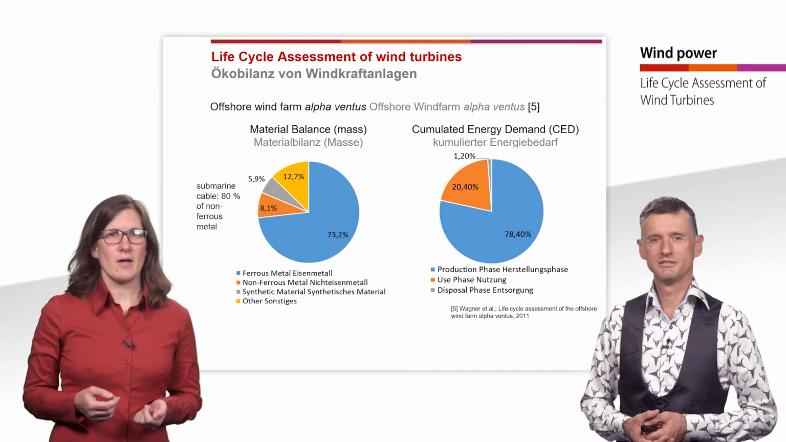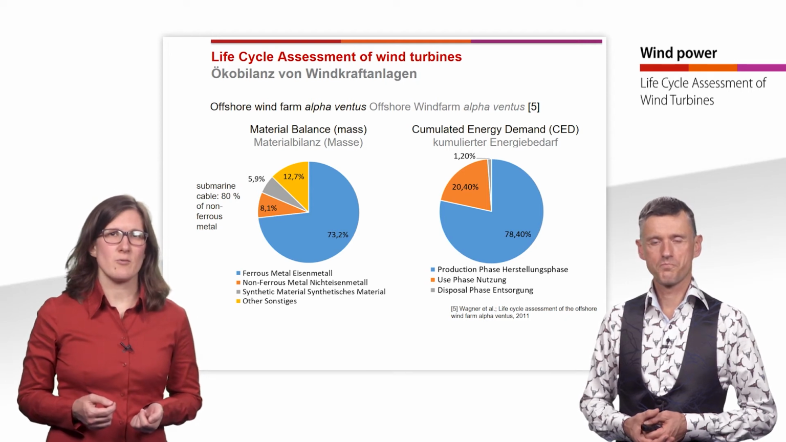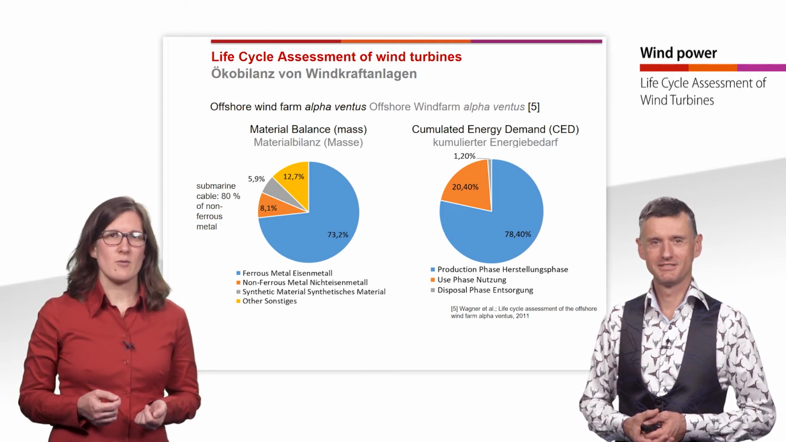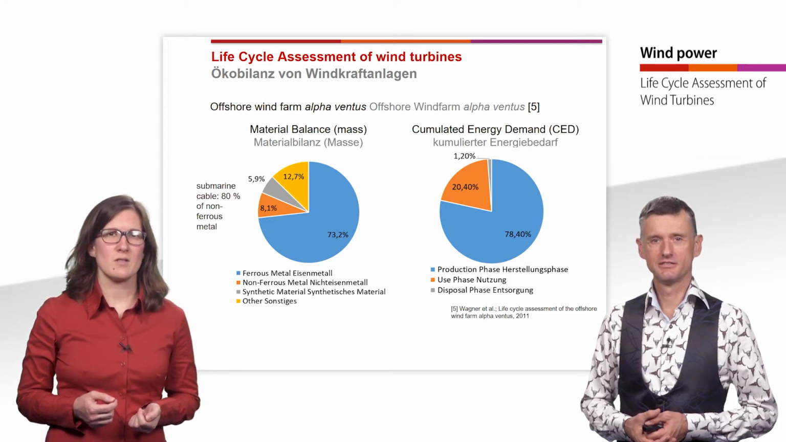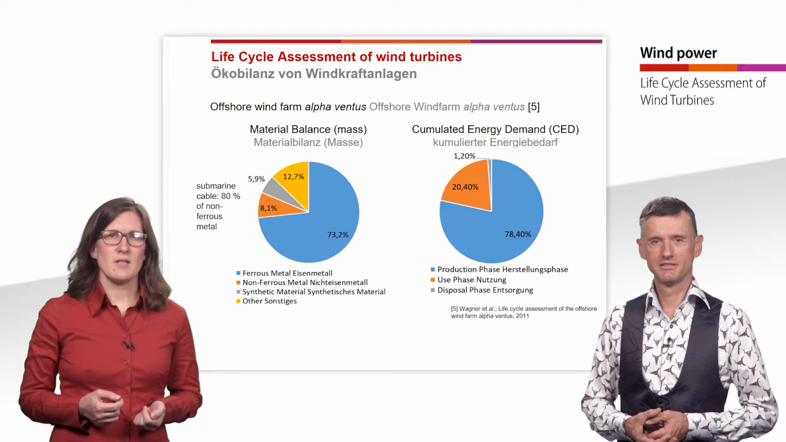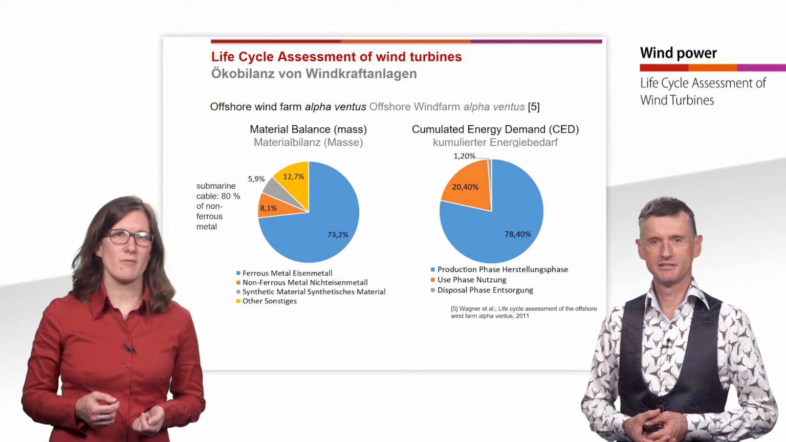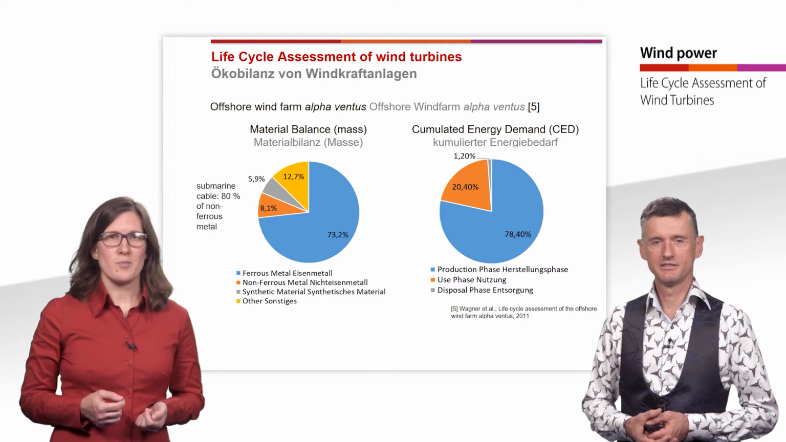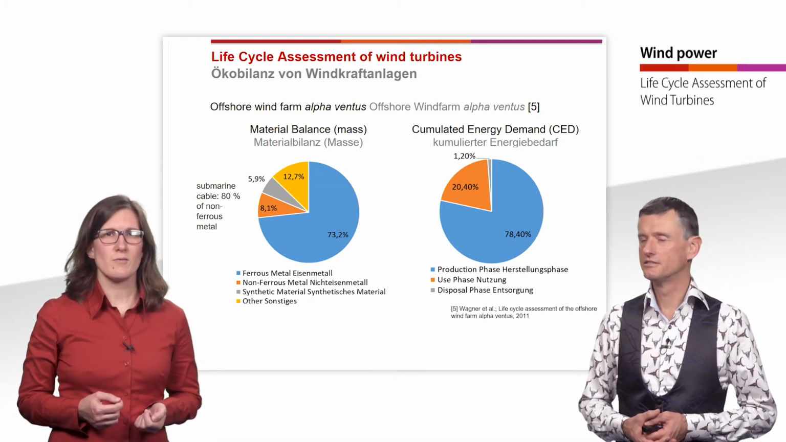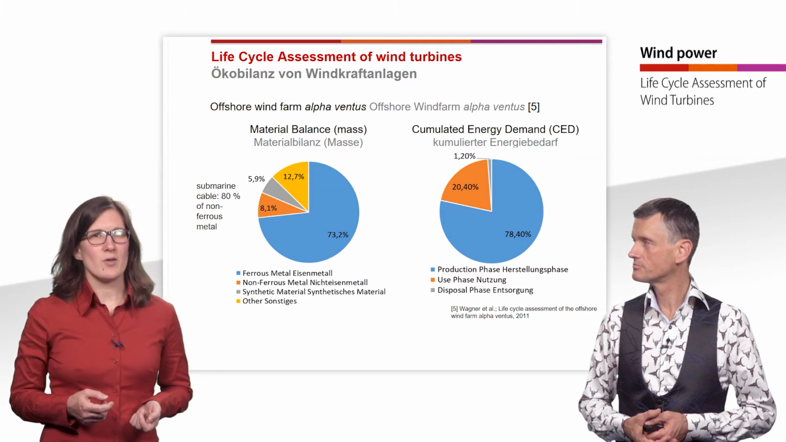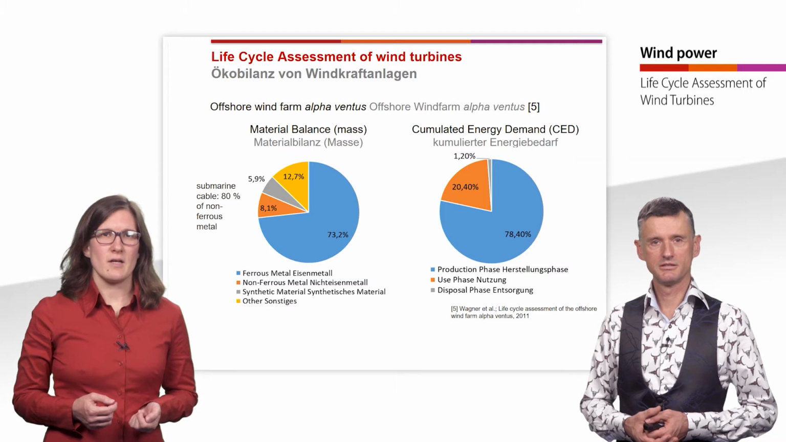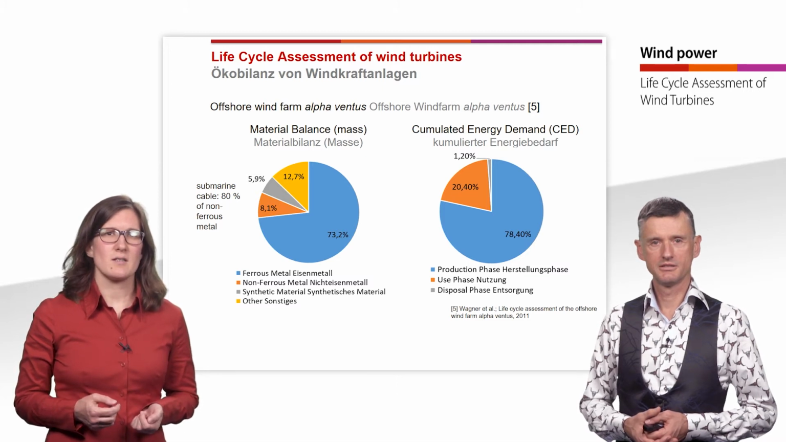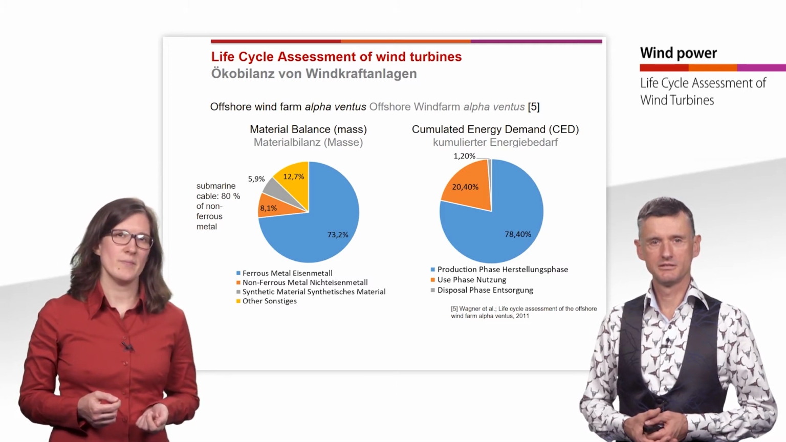The graph on the right shows the cumulative energy requirement. Thus, the total energy that is consumed during the lifetime of the system is shown here. 78.4% of this energy is due to the manufacturing phase, 20.4% is due to the use phase, and 1.2% corresponds to the disposal phase. The energetic payback time in this study is also less than 1 year.